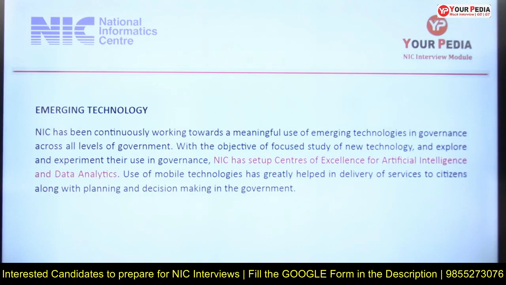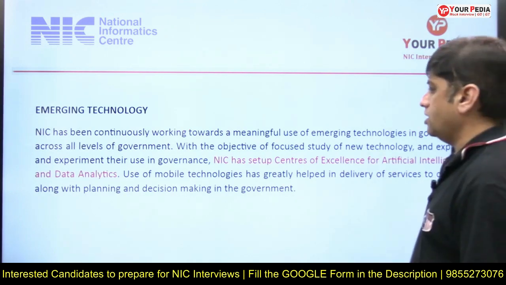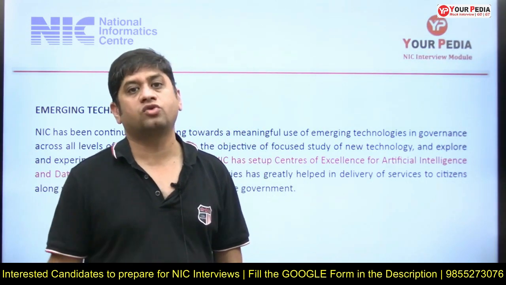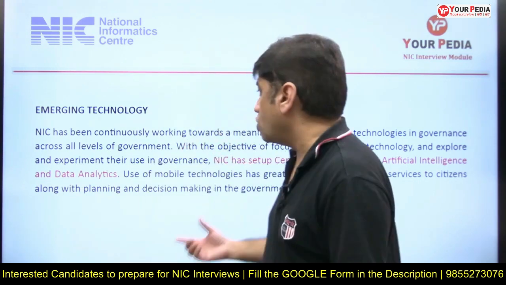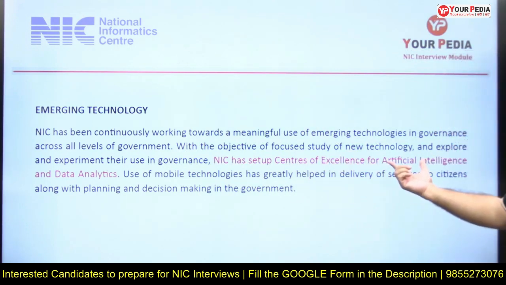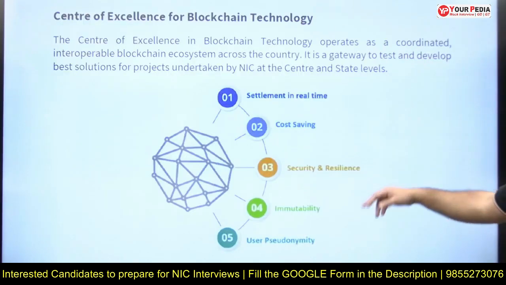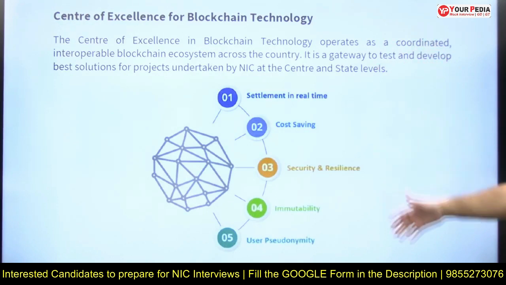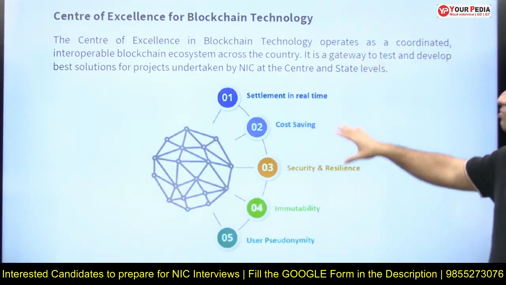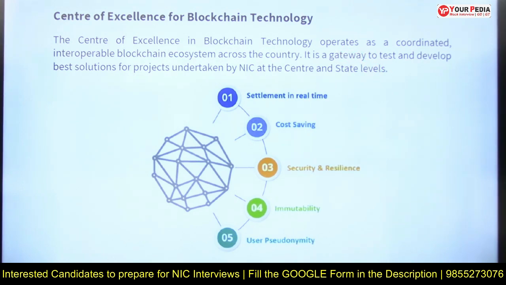Emerging technologies: there are different technologies which are going to play a crucial role in coming years. Like artificial intelligence is going to play a very crucial role in the lives of people, machine learning, data science. So the National Informatics Centre has already set up the Centre of Excellence for Artificial Intelligence and Data Science. And the Centre of Excellence for Blockchain Technology. So what will be the benefit of this? What is blockchain technology? So that various projects will be handled at center and state level.